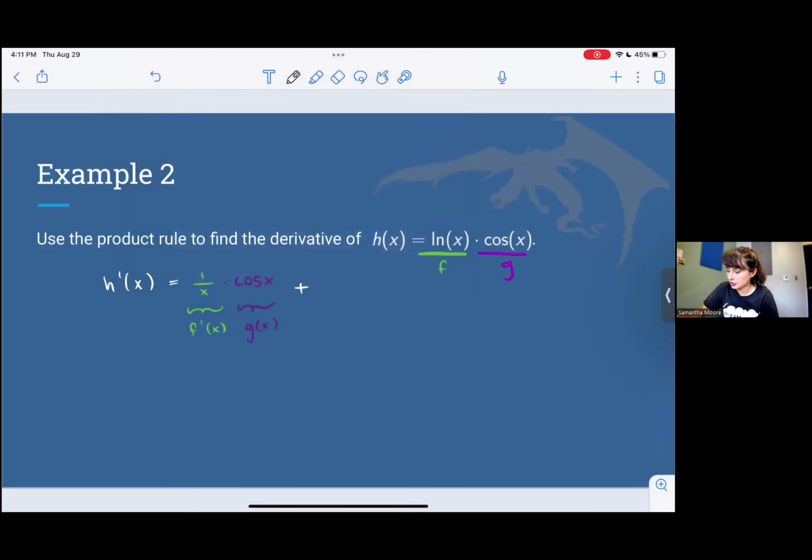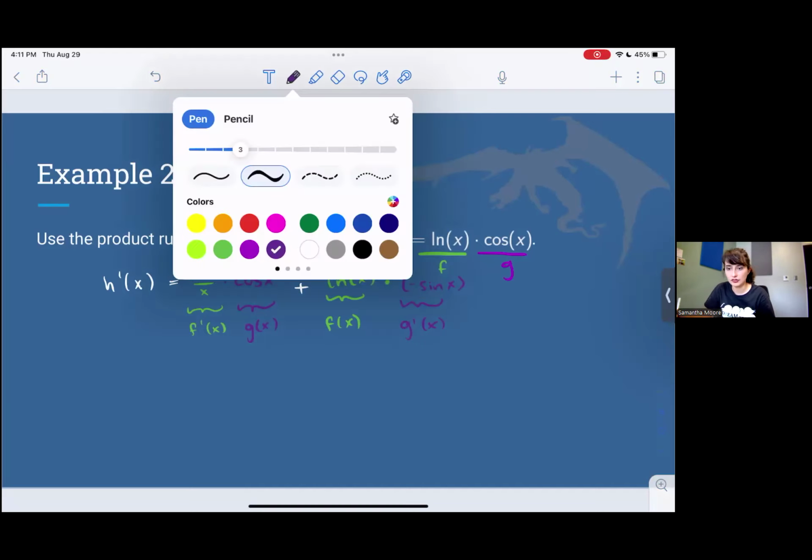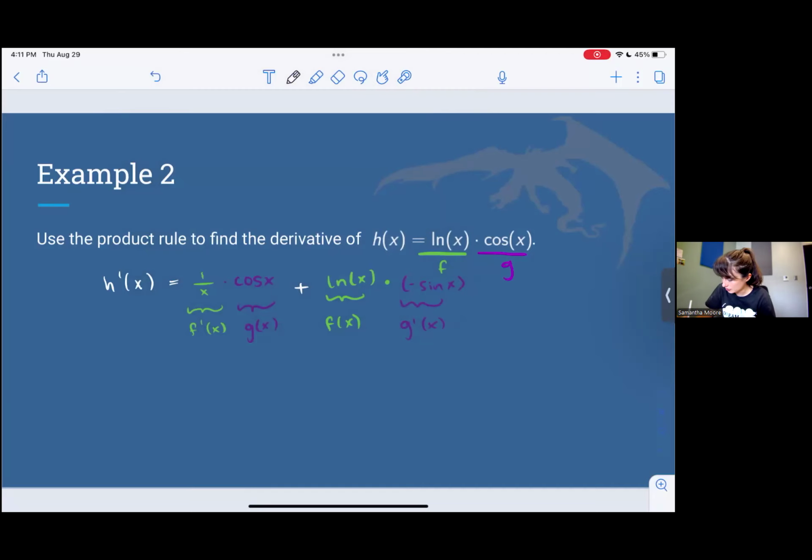Plus, then I should do f of x, which was just natural log of x, times g prime of x. So the derivative of cosine, which we know is negative sine of x. So simplifying all that out, just cleaning it up a little bit, we get cosine of x divided by x minus natural log of x times sine of x. So h prime of x is always equal to that amount.